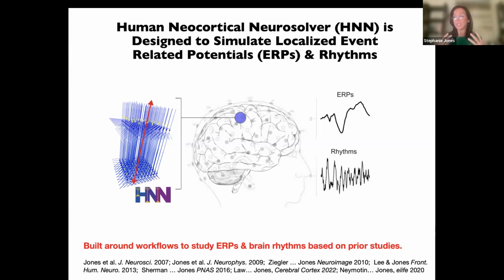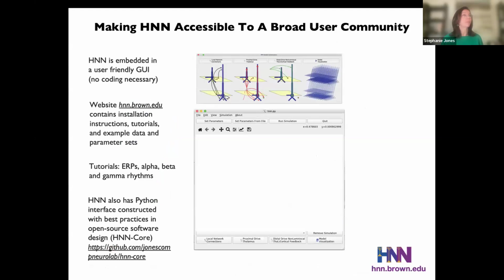And again, we're just building it around a starting point for people to be able to develop and test hypotheses. This is a large scale neural model, right? There are thousands of differential equations and even more parameters. In order to make it accessible to the broad MEG and EEG community, with money from the NIH, and in particular the BRAIN Initiative, we embedded all the underlying code in this graphical user interface.